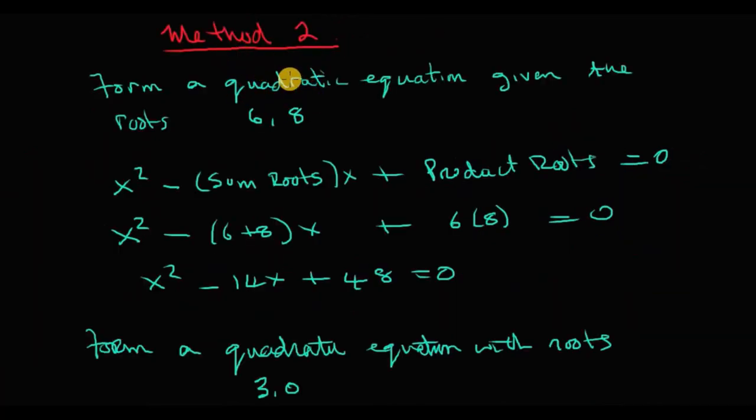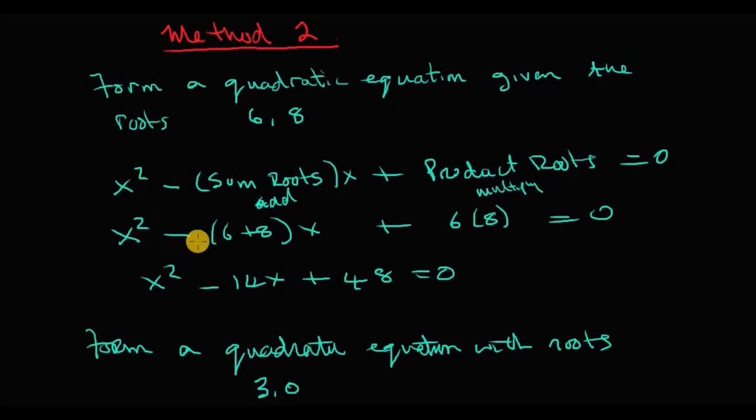Okay, there's another method. The question will still be the same: form a quadratic equation given the roots, say 6 and 8. Now this way is more direct. The solution is x squared minus the sum of these roots. The sum means you add up the roots. So you're going to add up 6 and 8, plus the product of the roots.